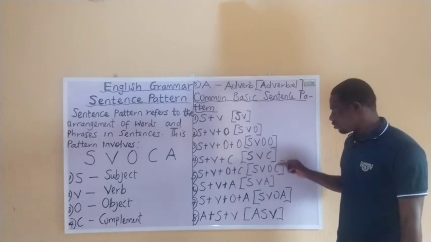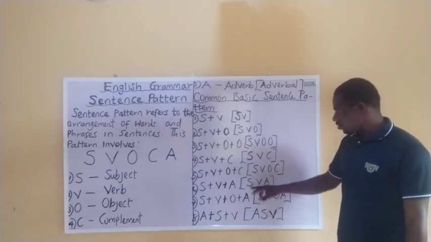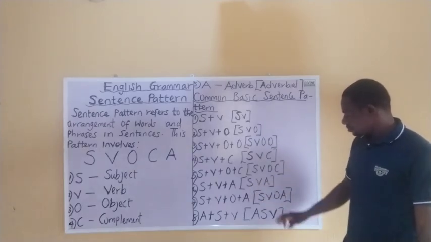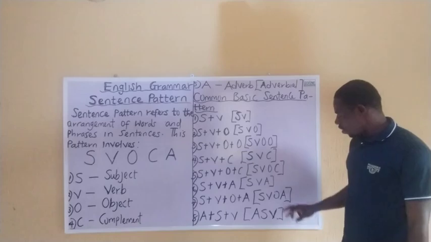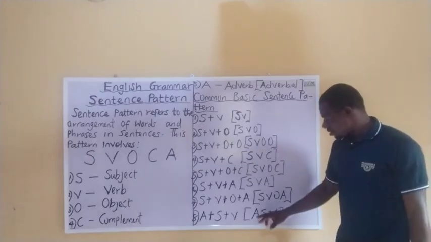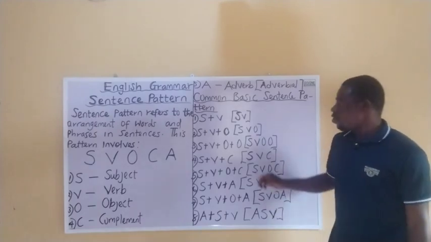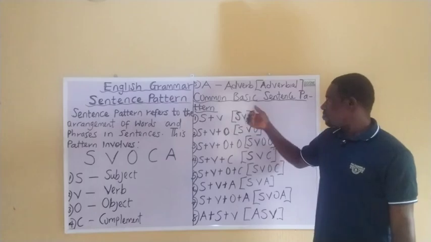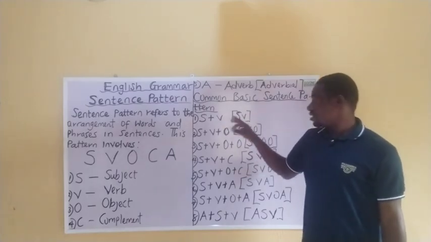The complement here has to do with what? Object complement. SVA, subject verb adverb. Next, SVOA, subject verb object adverb. ASV, adverb subject verb. Okay, fine. We'll be looking at each of these basic patterns one after the other, beginning with the SV.